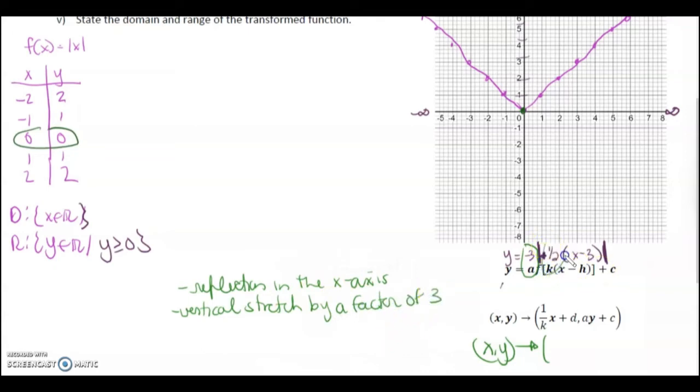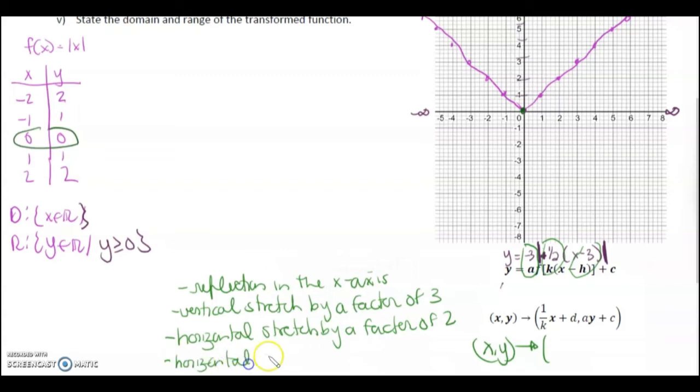Okay. For the k value, it looks like 1/2, but we have to take the reciprocal. So it's 2. This is a horizontal stretch by a factor of 2. Now, this looks like a -3, but we know that there's the negative built into the equation. So it's actually +3. So we're going to go horizontal shift 3 units right. Okay, no c value.